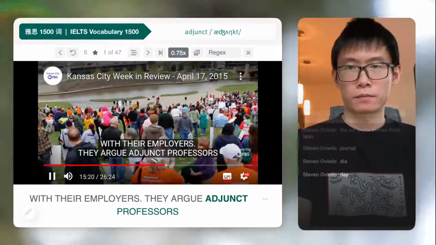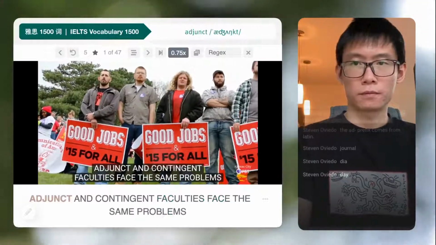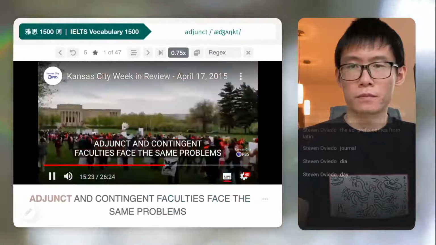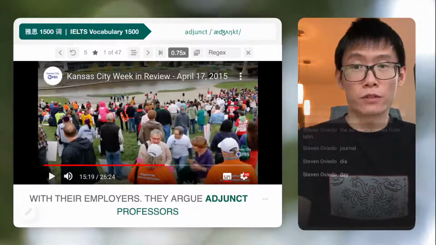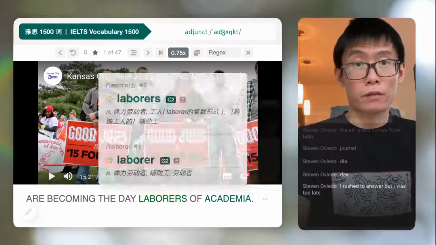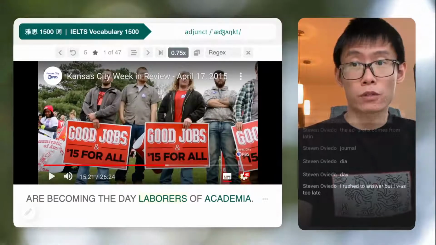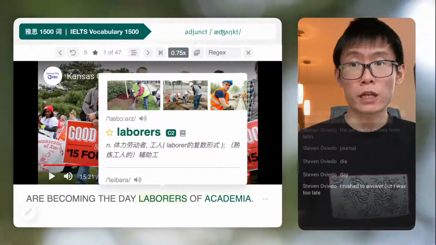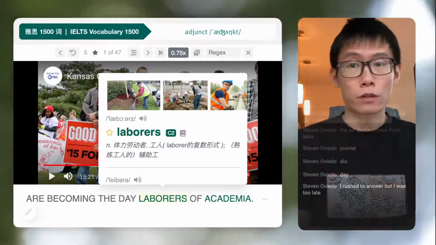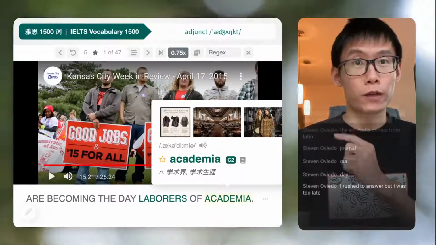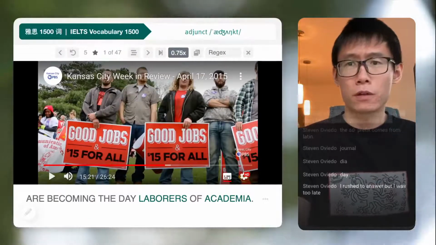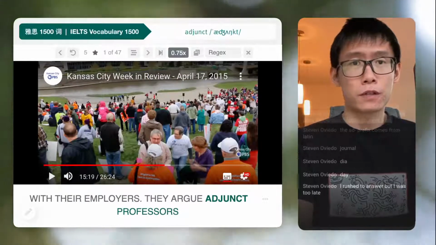Beef with their employers, they argue adjunct professors are becoming the day laborers of academia. Right. So they're saying that the adjunct professors, the part-time professors, aren't paid high enough, right? They are the day laborers of academia. Day laborers 就是像钟点工啊，钟点工就是 day laborers 啊，就你做一天的工，结一天的钱，这叫钟点工，对吧？这些 adjunct professors 啊，就好像是学术界的钟点工啊，就是他们这个待遇太不好了啊。They are like becoming the day laborers of academia. They are paid so low. They're so poor that they are the day laborers of academia.